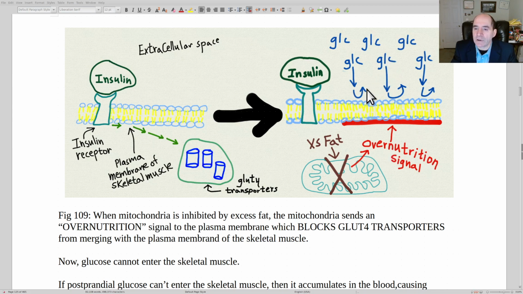I drew these arrows here of the glucose bouncing off the plasma membrane. Because the glucose type 4 transporters did not go up to the membrane, because they got the overnutrition shutdown signal, this glucose will accumulate in the blood. This is after eating, so this is postprandial hyperglycemia, elevated blood glucose. Emia just means in the blood.